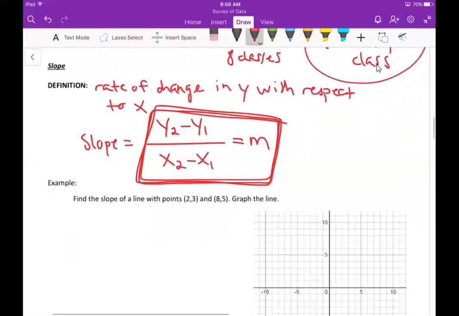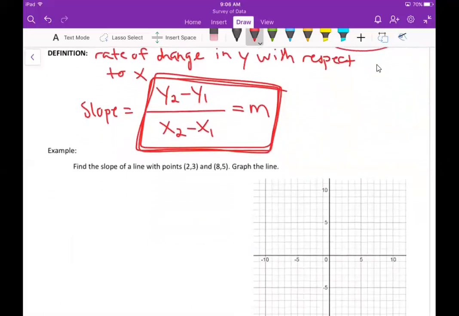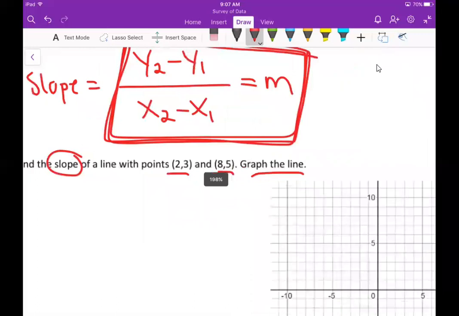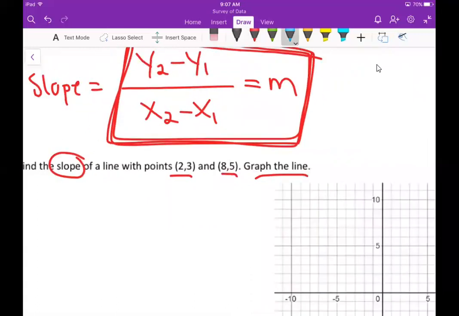So we want to apply this definition of slope. So notice here we need 2 points to find the slope of a line. So here I've given you 2 points, and we're going to actually use those 2 points to graph the line. But the first thing we're going to do is understand what that rate of change in the line is. What is the slope?